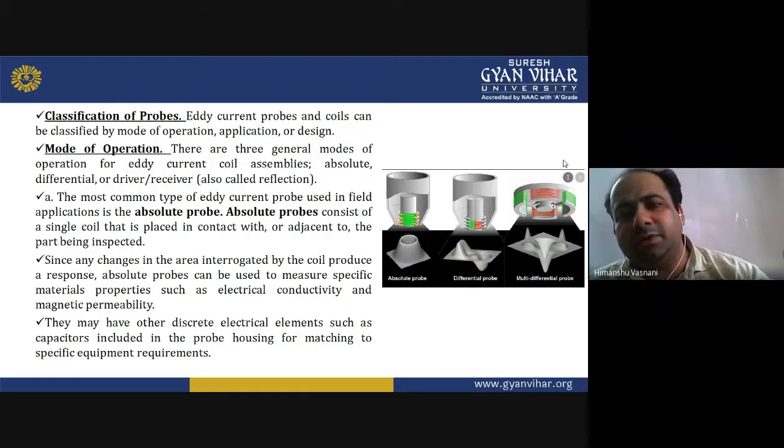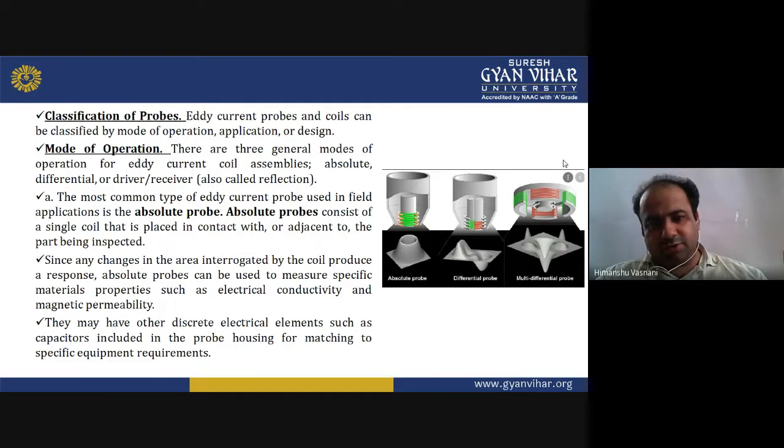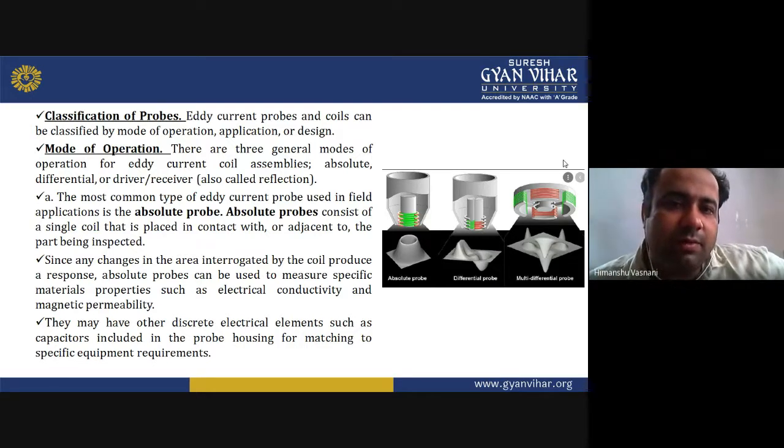Eddy current probes and coils can be classified by mode of operation, application or design. When we talk about mode of operation, there are three general modes of operation for eddy current coil assemblies: absolute, differential, or driver-receiver, also called reflection. So let's start with the first one, that is the absolute probe.